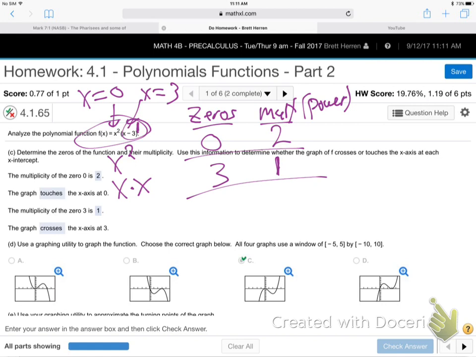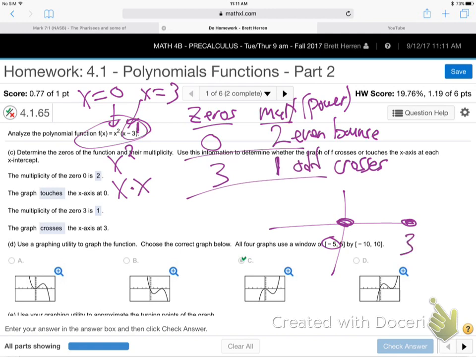And then what does that mean about bouncing or passing through the x-axis? Remember that? Even bounces. Even bounces, because even powers like x squared are positive on both sides. That's why the U-shape bounces up. Positive on both sides, right? And odd pass through, or what do they say, crosses? That's how they say it, crosses. So what that means is at 0 and at 3, graphically, at 0, it's going to bounce. So it's going to pass through here. It's going to bounce at 0. See how it passes through the 3 and bounces at the 0?